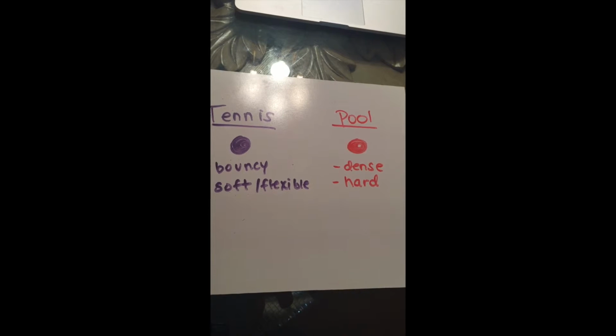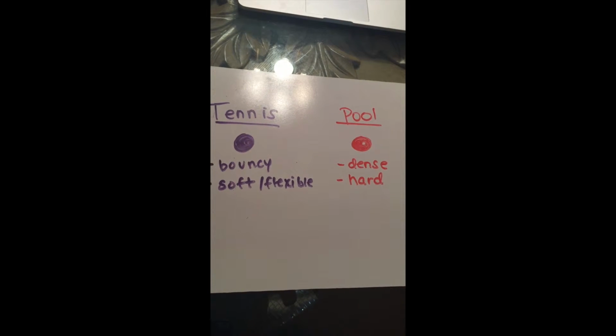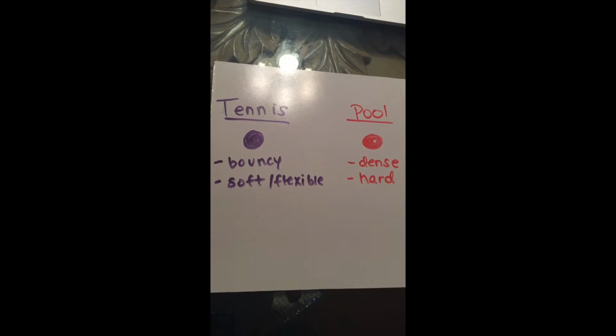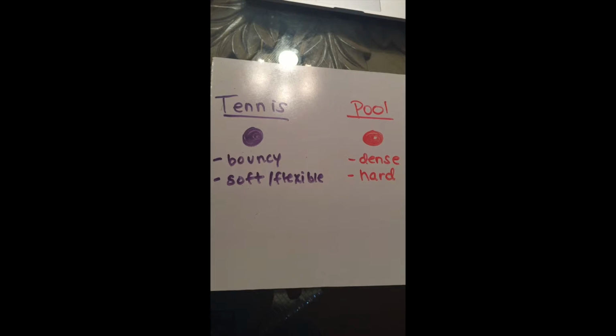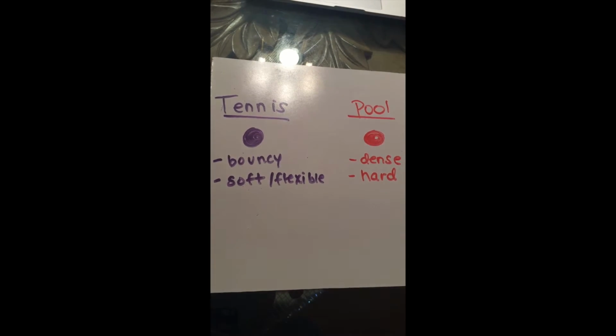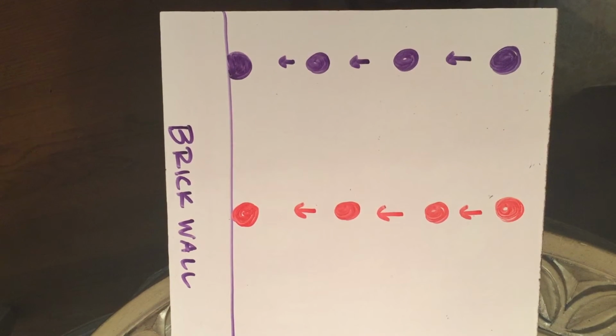Here's an example of what happens during the collisions of a pool ball, a tennis ball, and a brick wall. The tennis ball is softer and more bouncy, which is great for absorbing impact. The pool ball is heavier and harder. Because of this, both balls have different impulses. If you were to roll both balls using the same amount of force at a brick wall, you can see that the pool ball does not bounce back towards you as much as a tennis ball does.